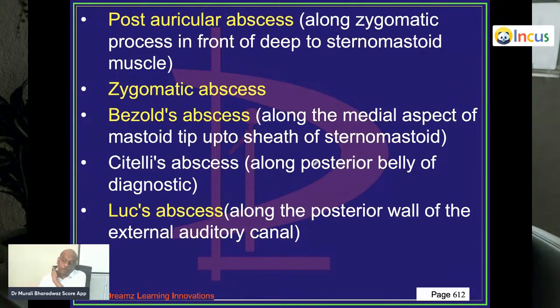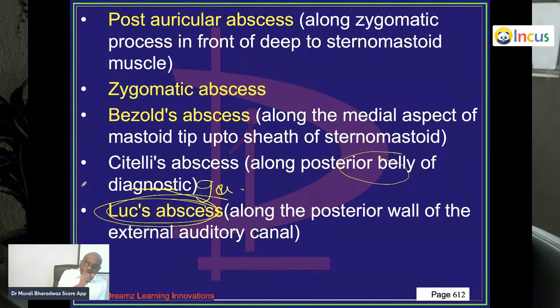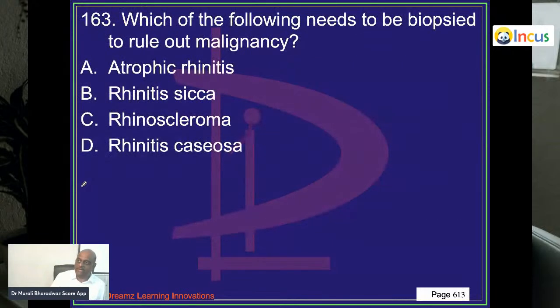Citelli means along the posterior belly of the digastric muscle. Not diagnostic, digastric. Luc's abscess means whenever mastoiditis is there, the pus will gravitate to the posterior wall of the external auditory meatus, called Luc's. Bezold, Citelli, Luc. Whenever you have mastoiditis, definitely one of these 3 will come in ENT.